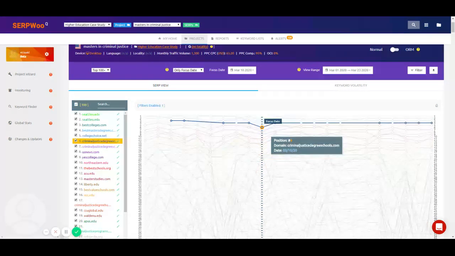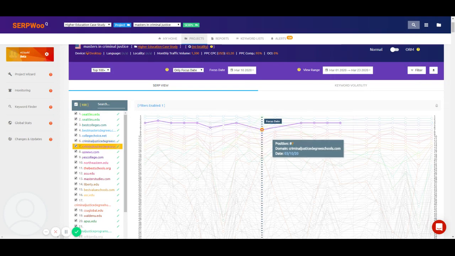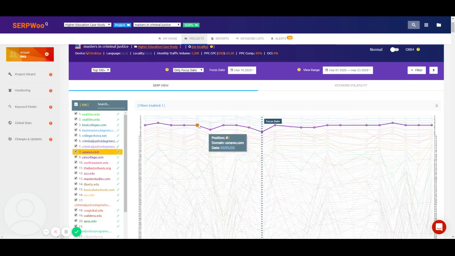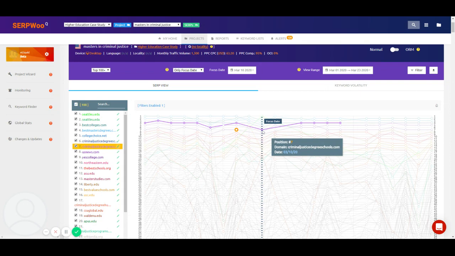This school, kind of questionable, but they're still in the top page. Ooh, criminaljusticeDegreeSchools.com. This could be a player. If I extended out my view range to maybe include February, we might see where they were ranking, top 4 for a lot of the dates, because the dates before March 10th, they've definitely got some rankings in the top 4 here. Then on the 10th, they were 7th.